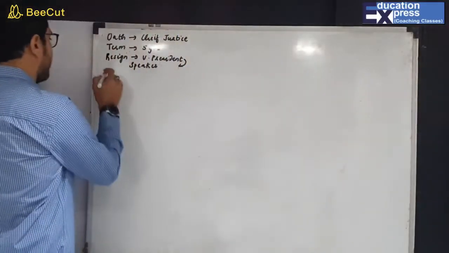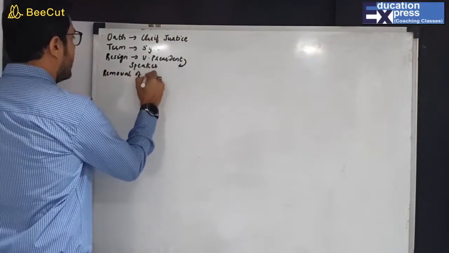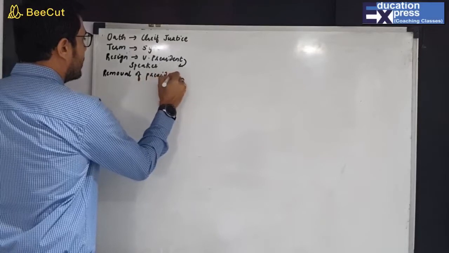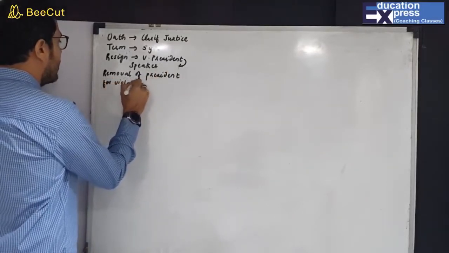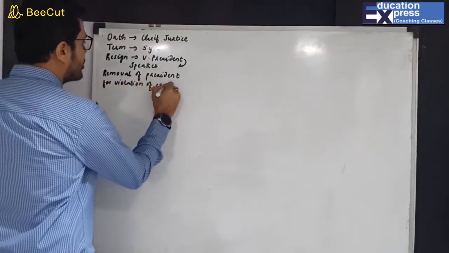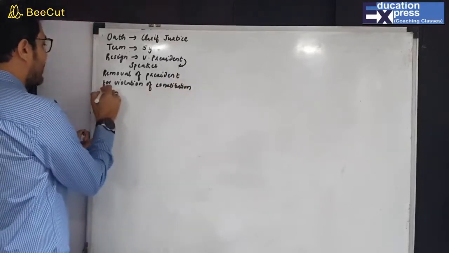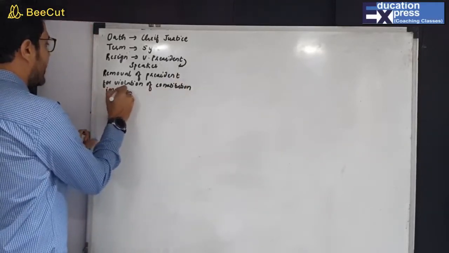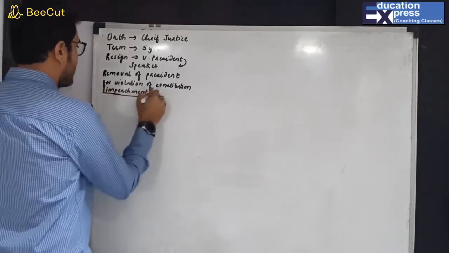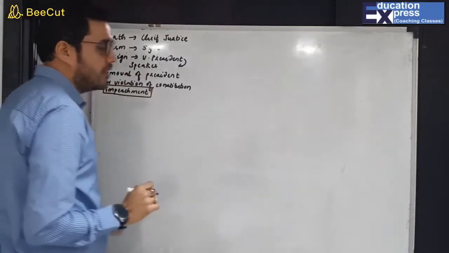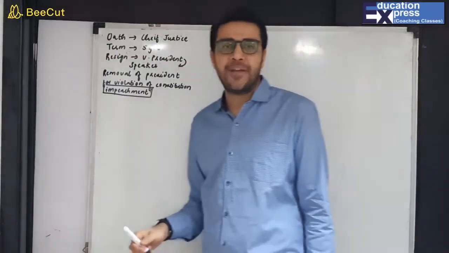So, define impeachment. Removal of the president for violation of constitution is called as impeachment. Is that very clear? So, removal of the president for violation of the constitution is called as impeachment.